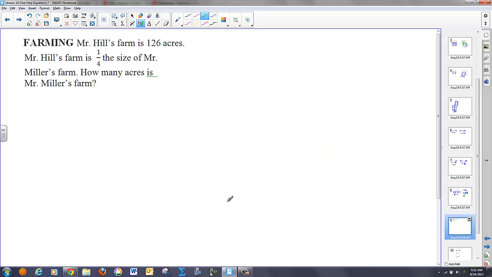So now let's do a word problem. We've got Mr. Hill's farm is 126 acres, and then it tells us that Mr. Hill's farm is a quarter of the size of Mr. Miller's farm. And we want to know, how many acres is Mr. Miller's farm? Well, let's write an equation for this statement. Mr. Hill's farm, Hill, is equal to, is 1/4 of, that means multiply, Mr. Miller's farm.